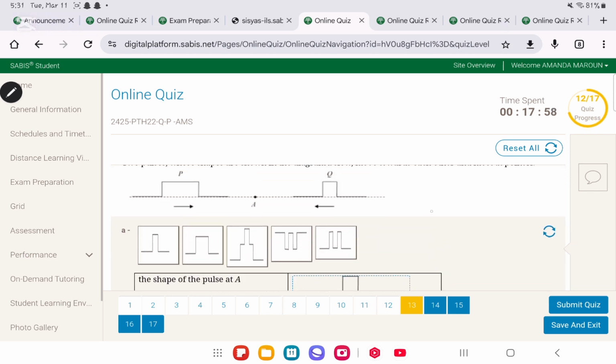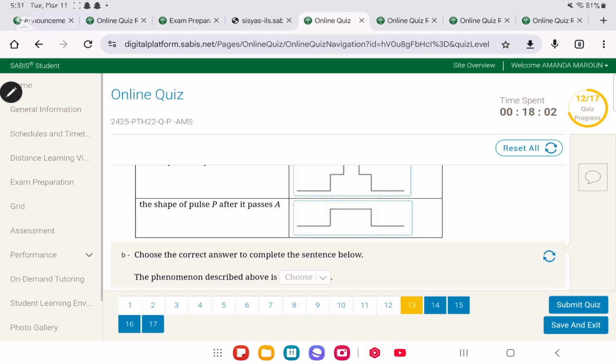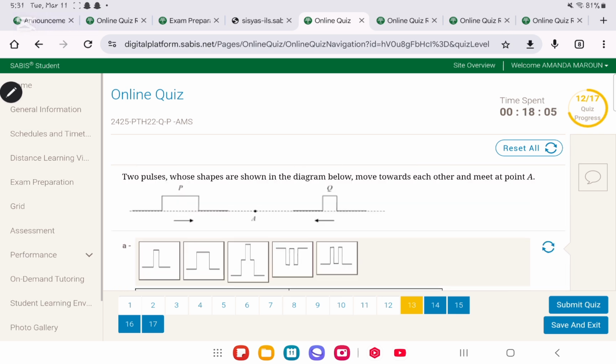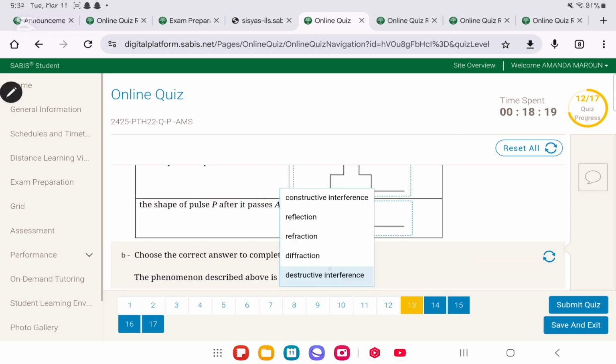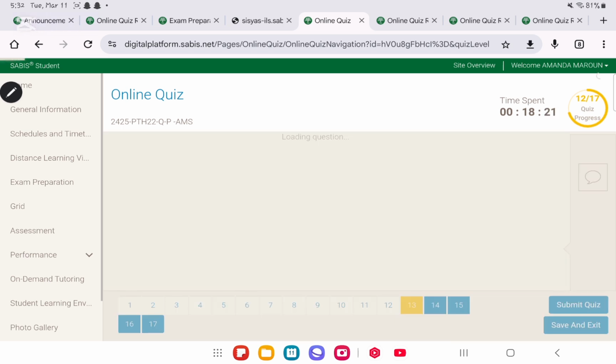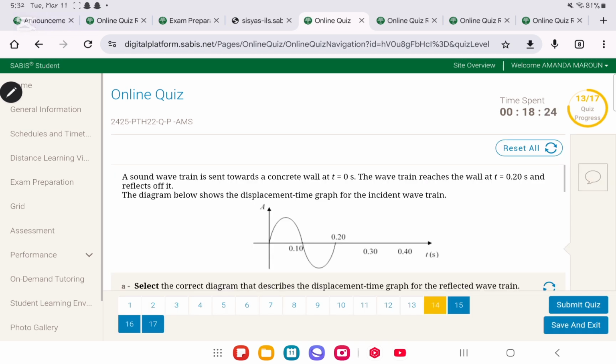Now they don't look the same because these are kind of squished, so pay attention, okay? Now, this phenomenon described above, when two waves interfere and they build up, so it's a combination of the waves, this is called constructive interference. We move on to question number 14.